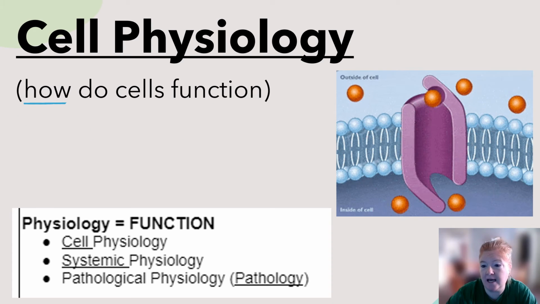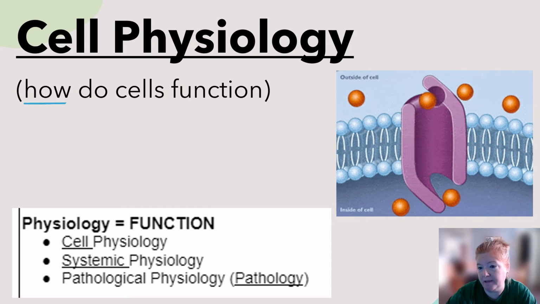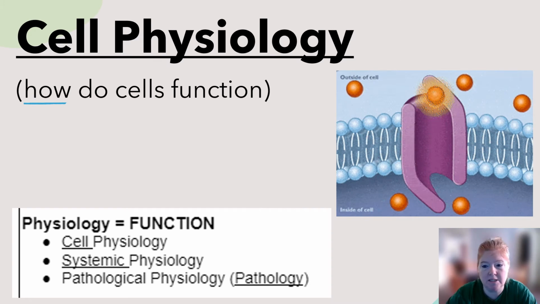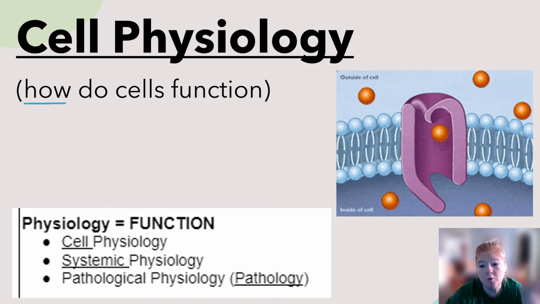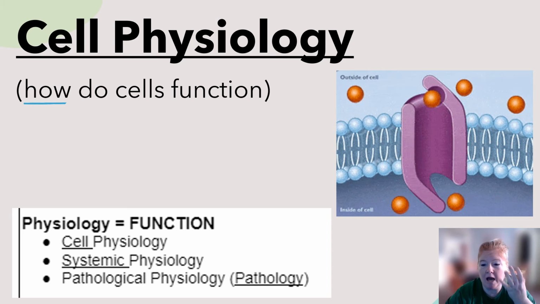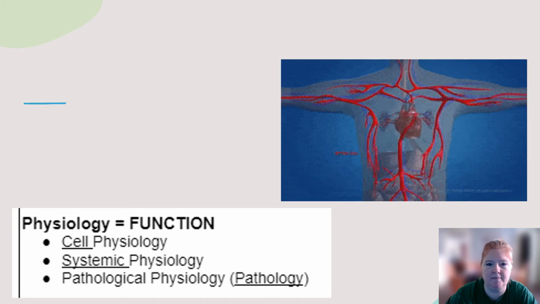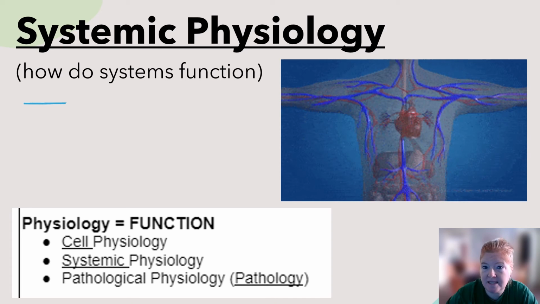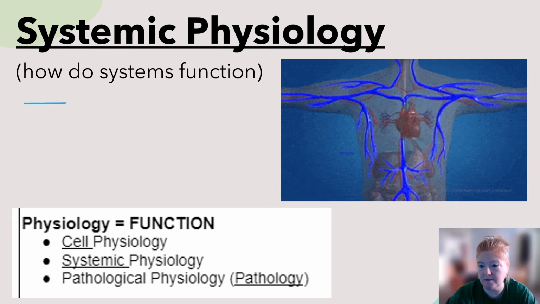And we have cell physiology. So how do cells function? This is showing a type of diffusion. This is facilitated diffusion across a cell membrane. But do cells release hormones? How are they absorbing glucose? All those kinds of things. And then we have systemic physiology, and that's based on, again, systems. So how does the cardiovascular system function? How does the skeletal system function?